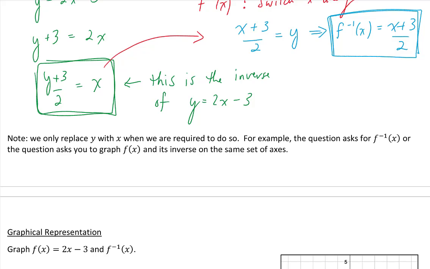So again, I noted down here, we only replace the y with x when we are required to do so. And the only two reasons why we would do that is when the question asks for f minus 1 of x, or f inverse, or the question asks to graph f of x and its inverse on the same set of axes. So then we need to switch x and y.